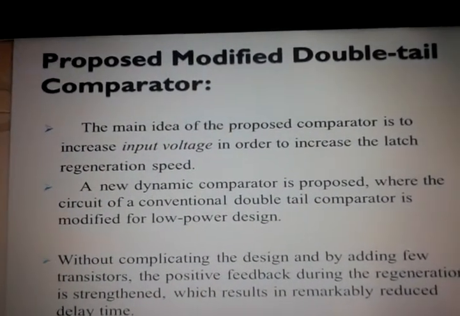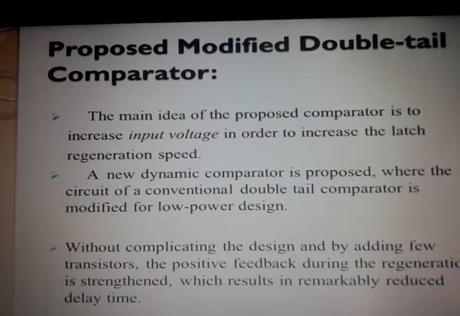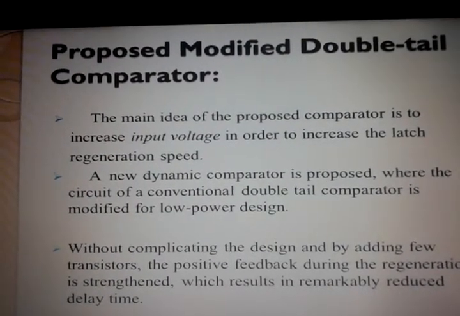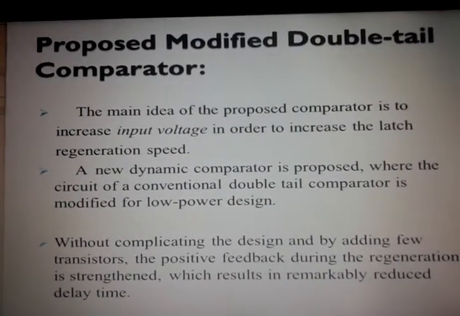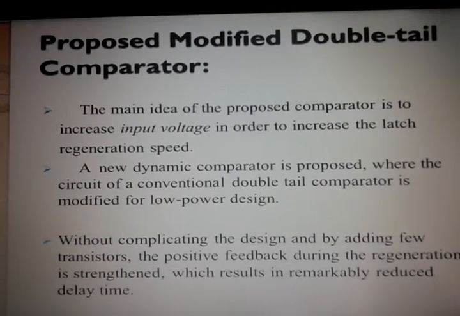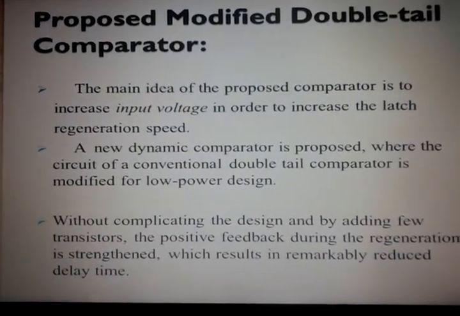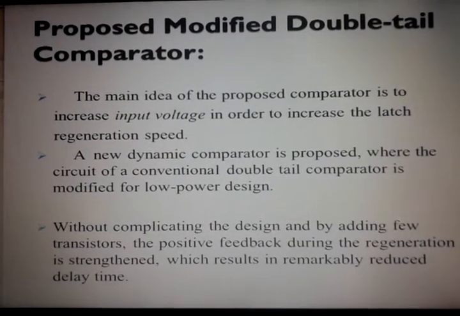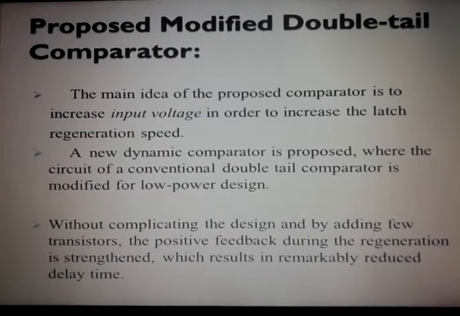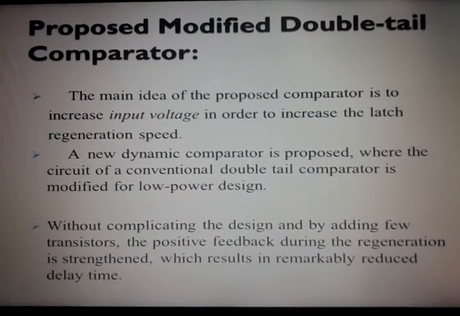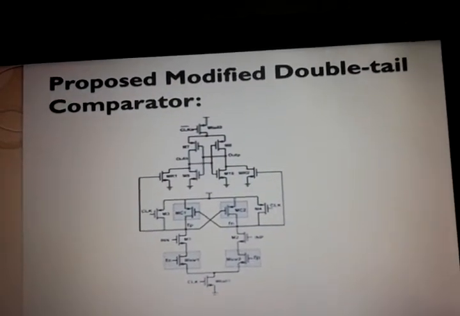The proposed modified double tail comparator. The main idea of the proposed comparator is to increase the input voltage in order to increase the latch regeneration speed. A new dynamic comparator is proposed where the circuit of the conventional double tail comparator is modified for low power design. Without complicating the design and by adding a few transistors, the positive feedback during the regeneration is strengthened, which results in remarkably reduced delay time.